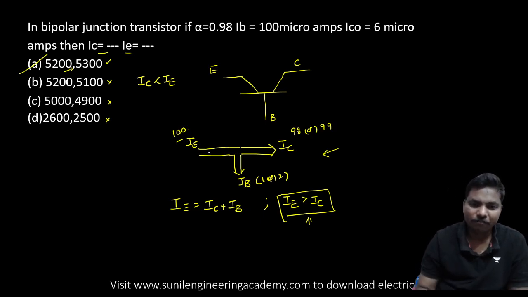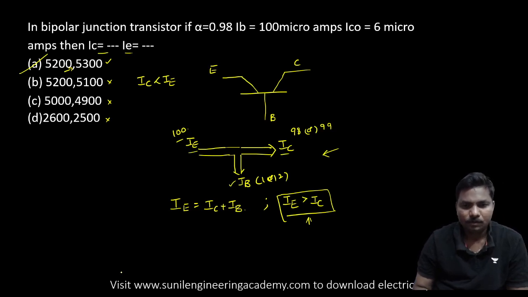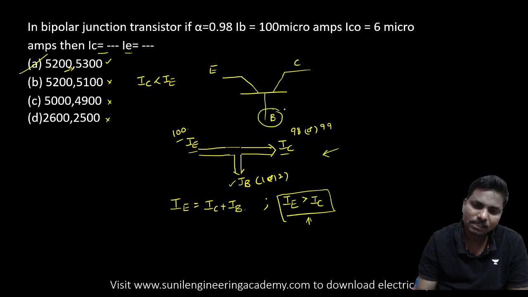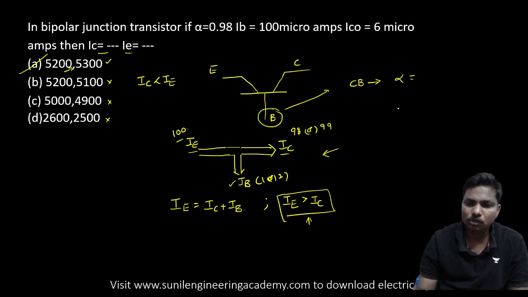This is a very important thing. From this one, you can get a lot. For example, if the base is common, so common base. In common base, what is the current gain? Alpha. Alpha is equal to output by input, IC by IE.